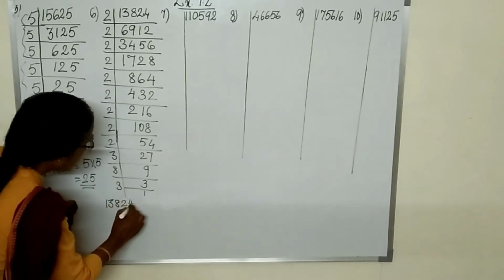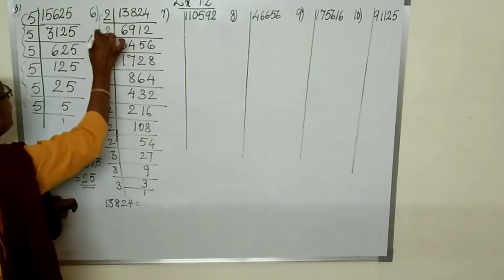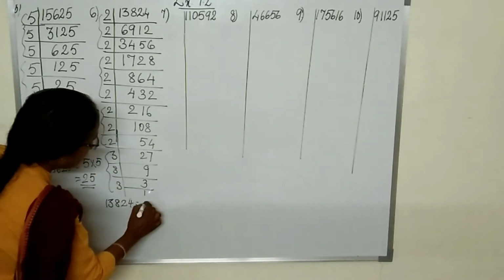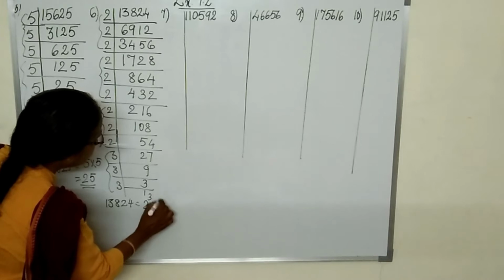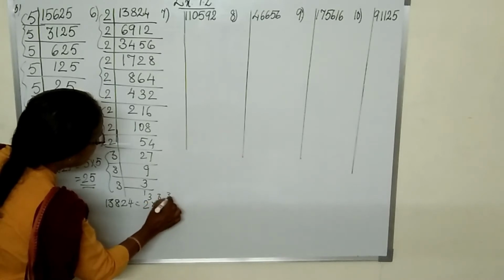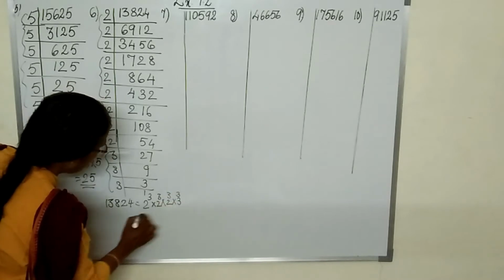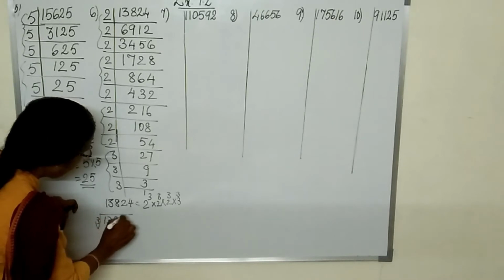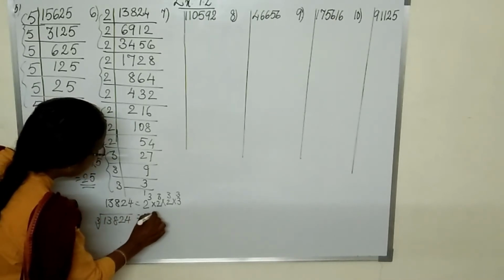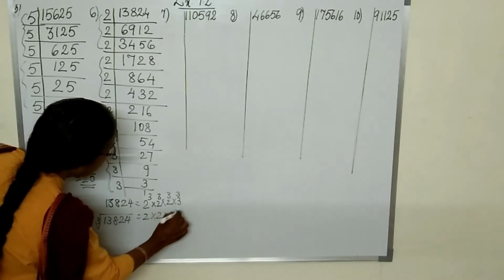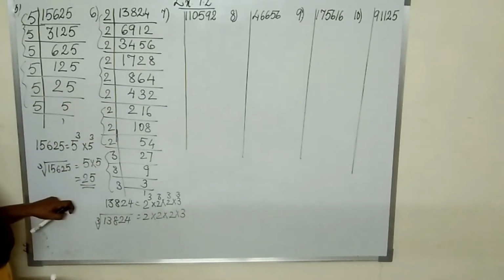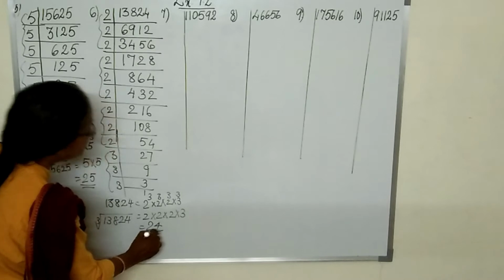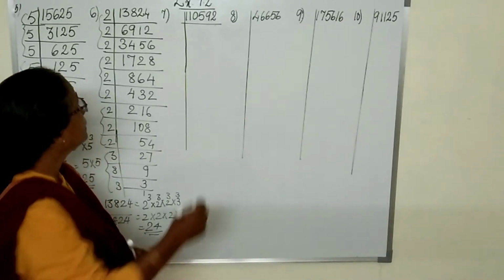So we get 13,824 is equal to, let us see, 1, 2, 3, 1, 2, 3, 1, 2, 3, 1, 2, 3. That is 2 cube into 2 cube into 2 cube into 3 cube. So cube root of this number is 2 multiplied by 2 multiplied by 2 multiplied by 3. 2 2s are 4, 4 2s are 8, 8 3s are 24.